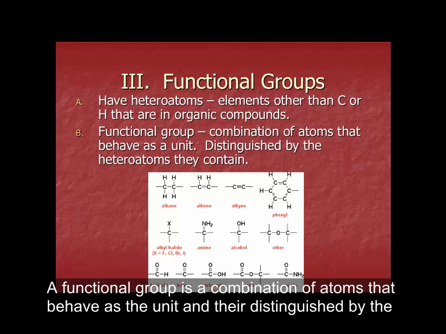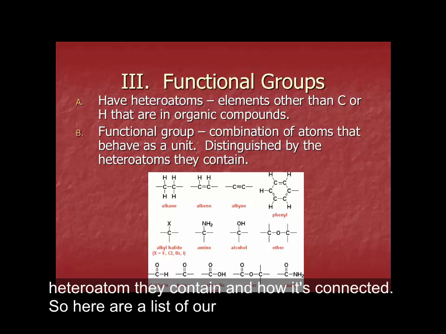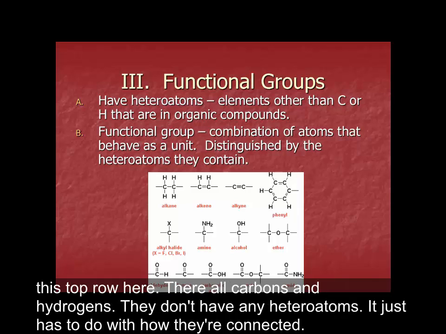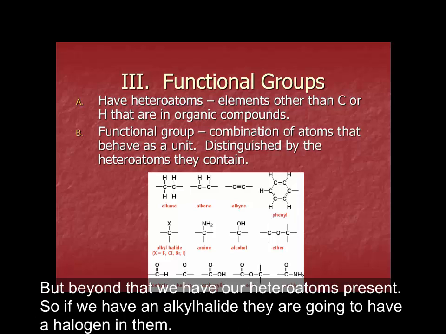A functional group is a combination of atoms that behave as a unit, and they're distinguished by the heteroatom they contain and how it's connected. So here is a list of our groups, including the functional groups. We've already gone over alkanes, alkenes, alkynes, and phenyl groups or aromatic groups, which are this top row here. They're all carbons and hydrogens. They don't have any heteroatoms. It just has to do with how they're connected. But beyond that, we have our heteroatoms present.